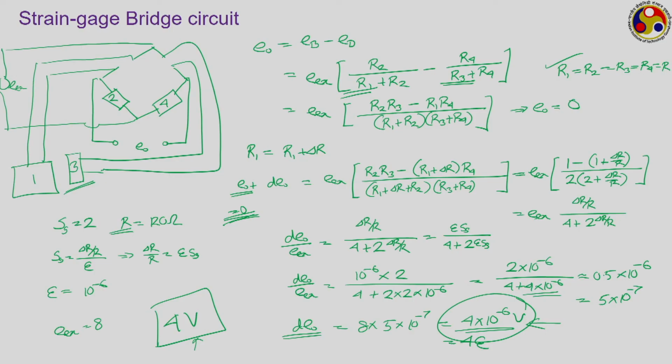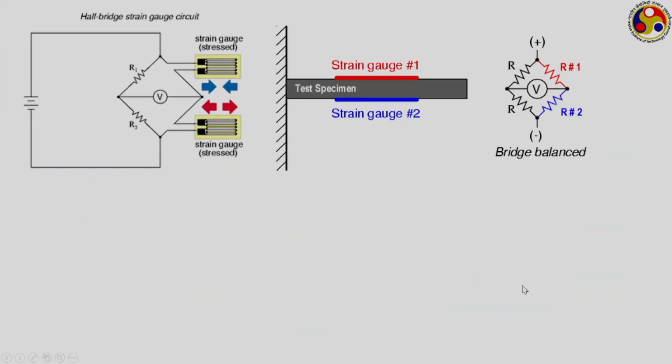There are several other ways we can define the bridge circuit also, like the one that we have shown earlier, that is generally known as a quarter bridge arrangement, where you have the strain gauge mounted only on one arm of the bridge. But we can also have a half bridge arrangement, where on two sides of the specimen we are putting two strain gauges.